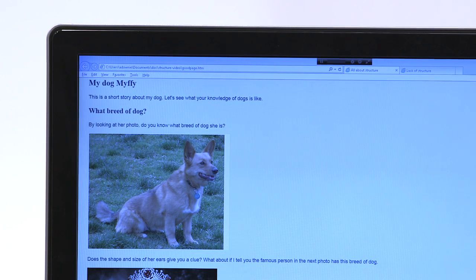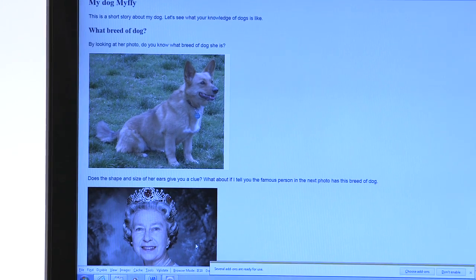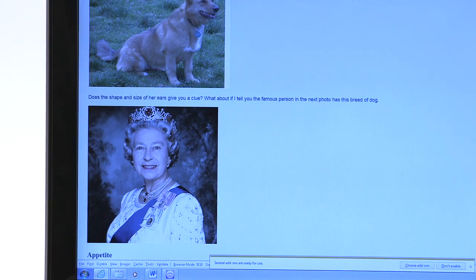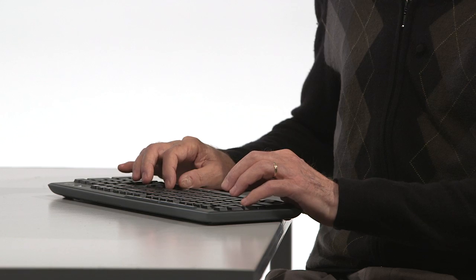Does the shape and size of her ears give you a clue? What about if I tell you the famous person in the next photo has this breed of dog? Photo of Queen Elizabeth. Heading 2, Appetite. We'll leave that there and go on to a less well-structured example.